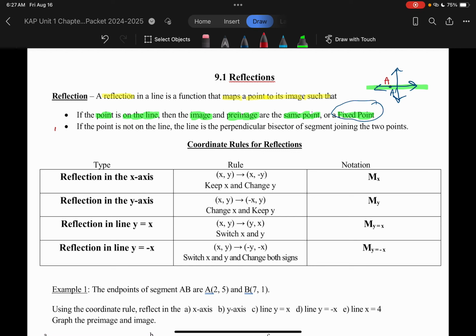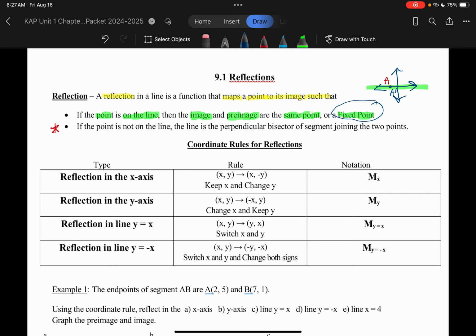And that second bullet point, I'm just going to explain it in words. The second bullet point is trying to communicate that whenever you are performing a reflection, the pre-image must be equidistant to that line of reflection as the image, okay?